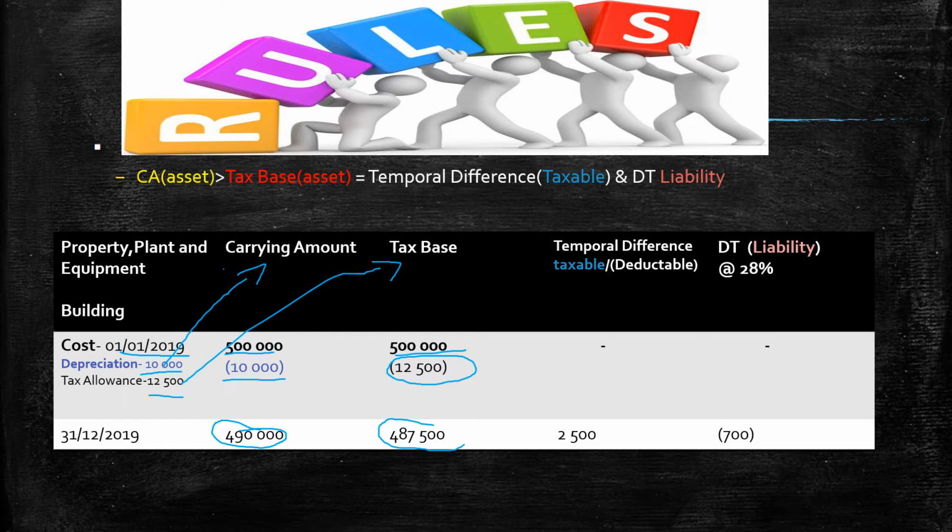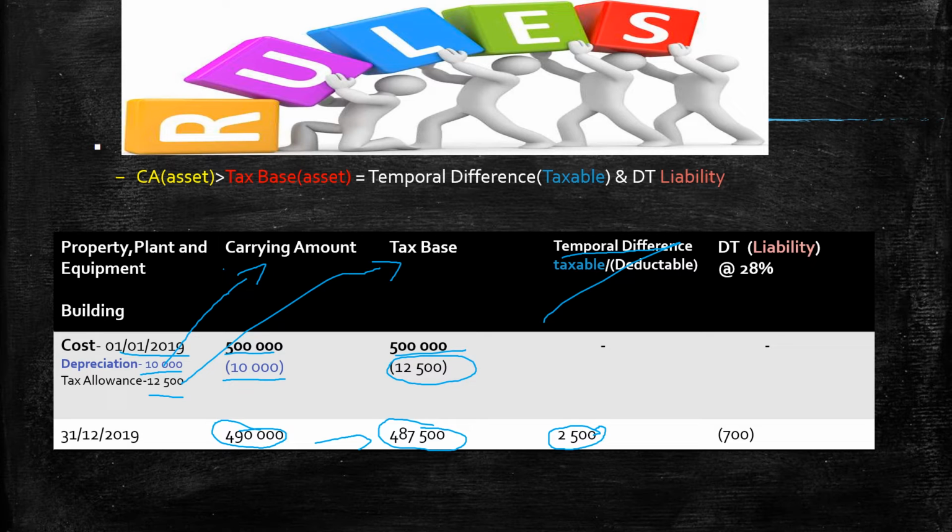figure of 487,500. Now clearly there is a difference between these two figures right here, and the difference, I'm sure if you do your calculations on your calculator, will give you 2,500 rands. Now this is our temporal difference. We call this a temporal difference.